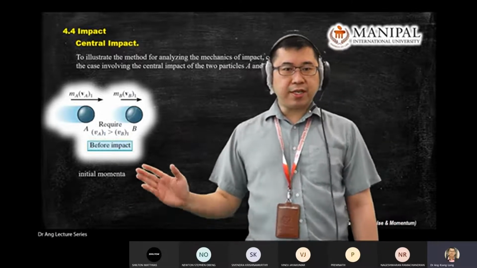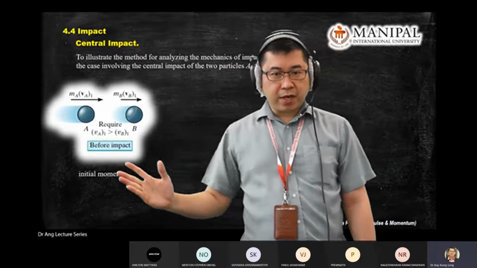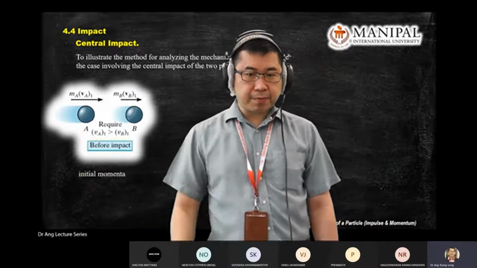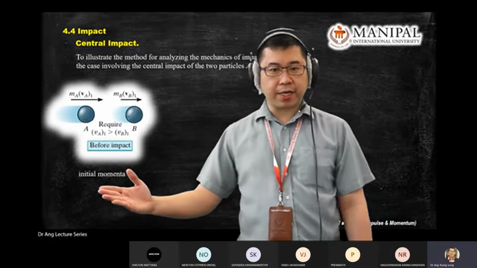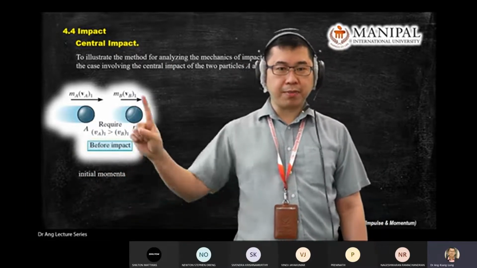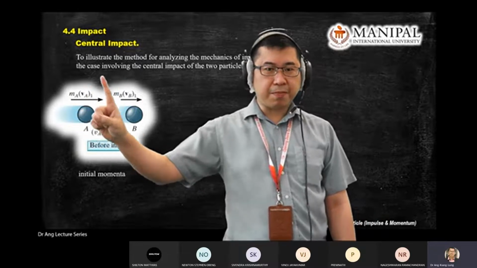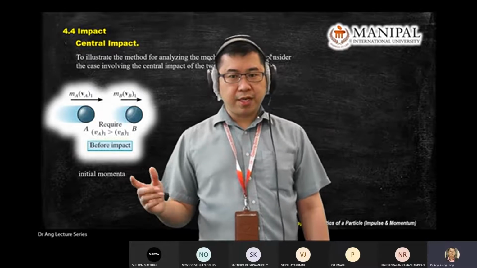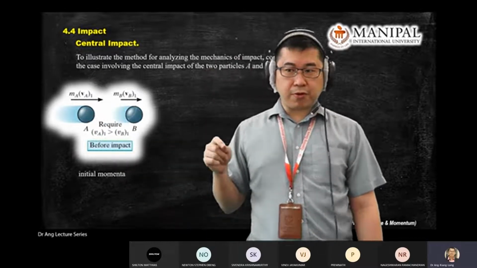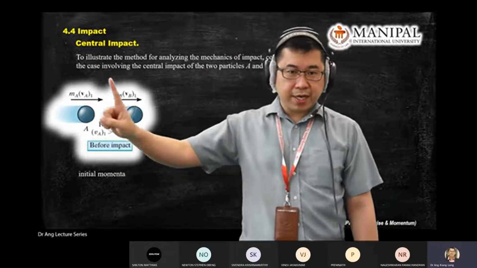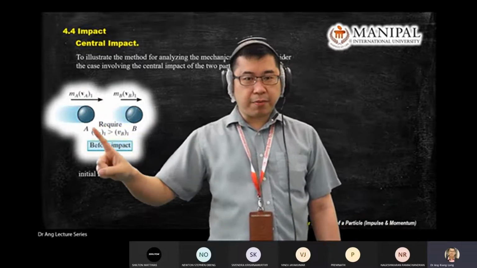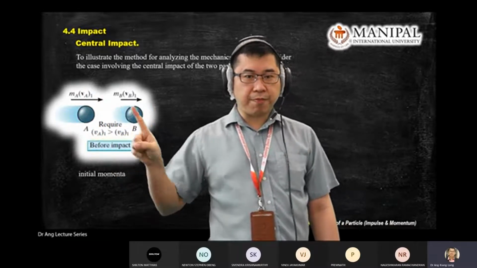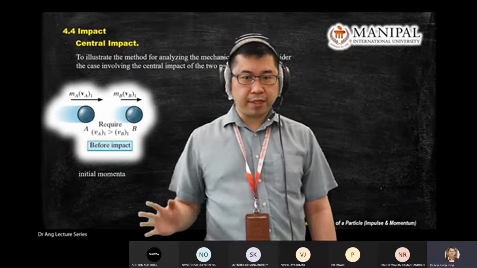And then in the impact, we are looking at momentum. We use momentum in our calculation. How do you calculate momentum? Mass multiplied by velocity, or mv. Momentum is very important for engineering dynamics. So we calculate the momentum for A and the momentum for B. This is before impact.